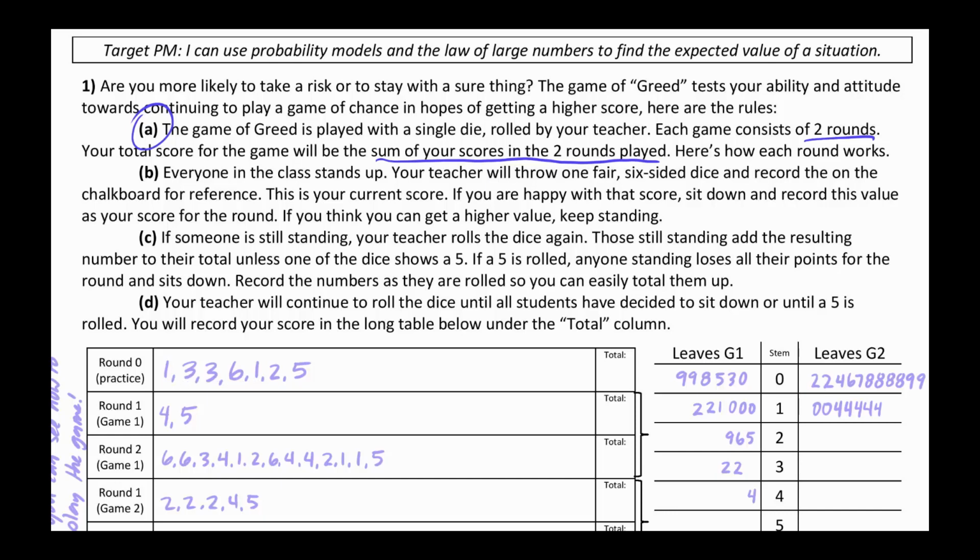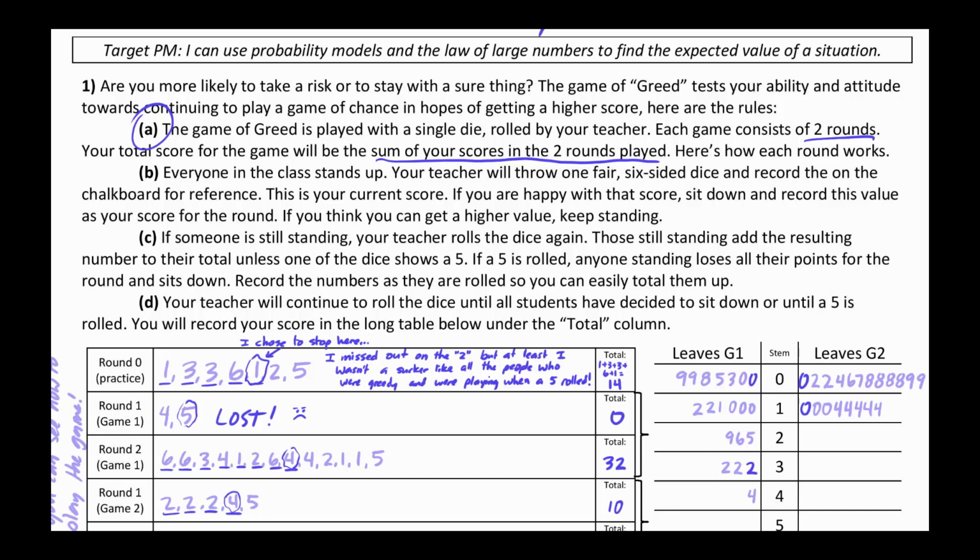So let's say we played this game and came up with this set of results. You chose to stop at the 1 out here in our first practice round. We would have missed out on the 2, but that's okay. At least we weren't like the greedy people who stuck around, got a 5, and lost. If you had gotten a 5, you would have written a total of 0. But I add up those numbers and I get 14. So that was a practice round.